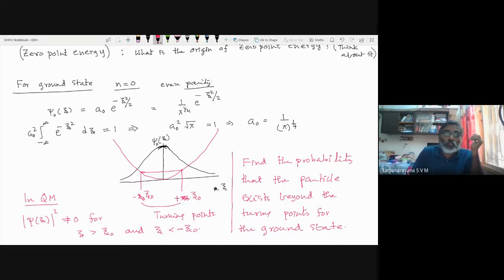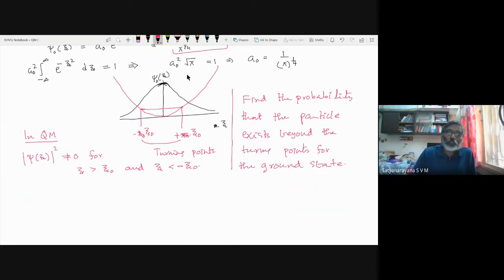Okay, the ground state wave function is given, so you can calculate the probability from xi naught to infinity and from minus infinity to xi naught, and add those two probabilities, or calculate the probability from minus xi naught to xi naught and subtract it from 1, whichever is easier. And how to find out xi naught?